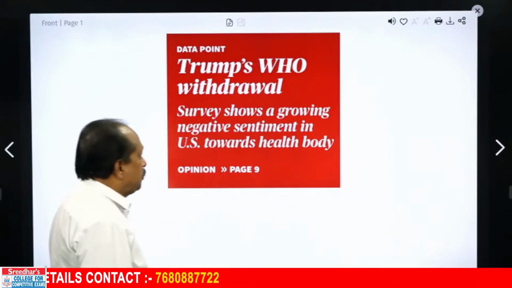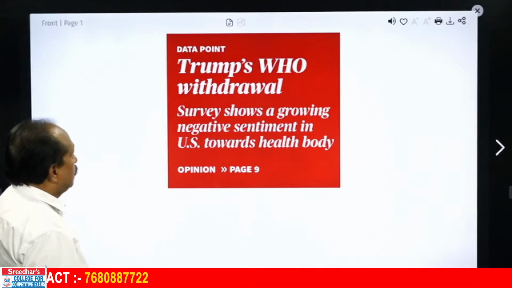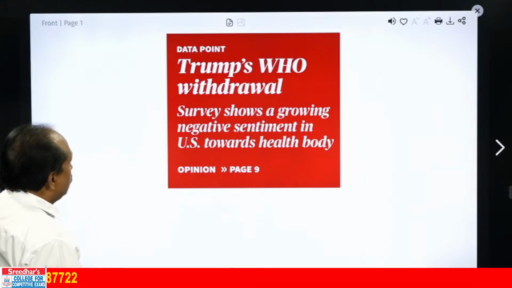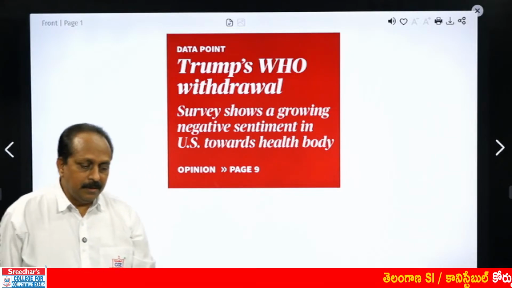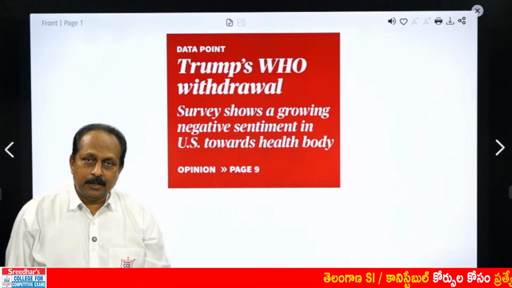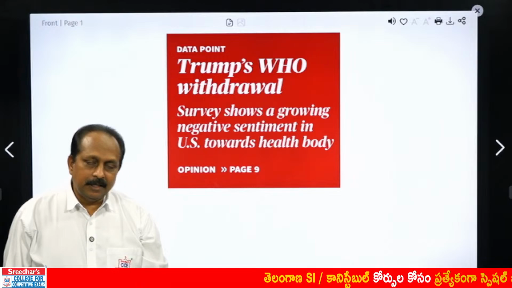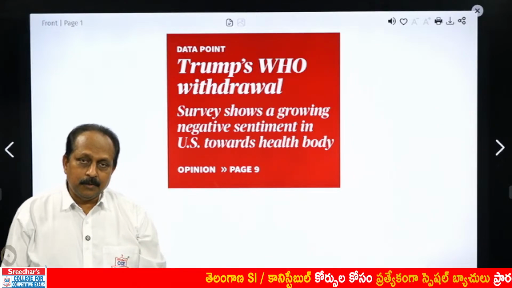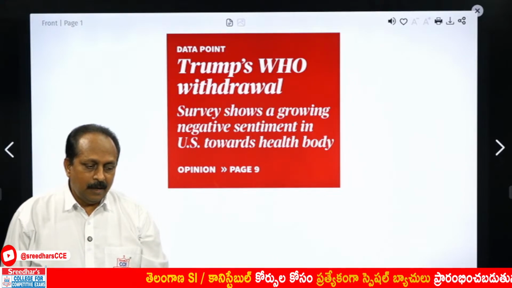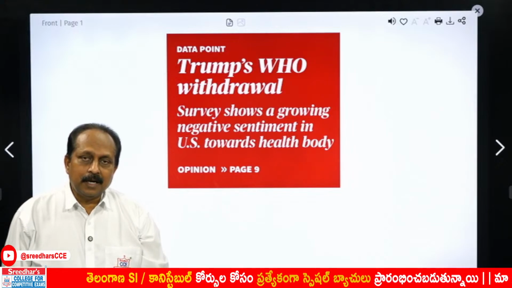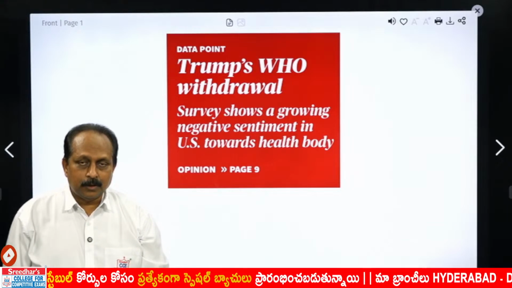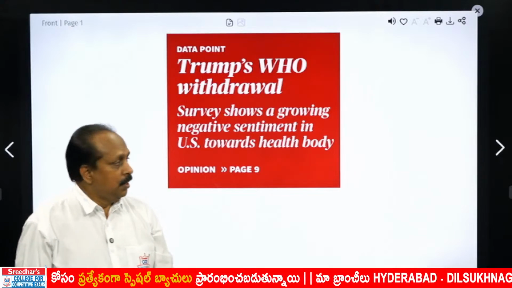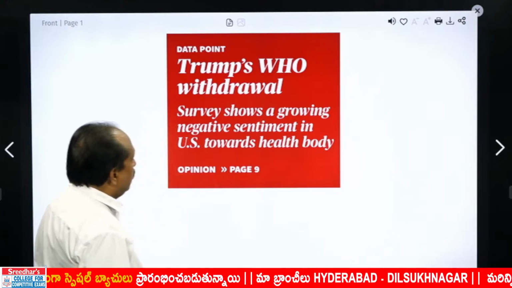What is the next snippet? Data point: Trump's WHO withdrawal. Survey shows a growing negative sentiment in US towards health body. You all know recently, after becoming the president of the US for the second term, Trump has taken drastic decisions, far-reaching decisions with far-reaching consequences. And one of the decisions, he has decided to withdraw from World Health Organization. Actually, the US is one of the top sponsors when it comes to WHO, but he took a drastic, bold decision to withdraw.